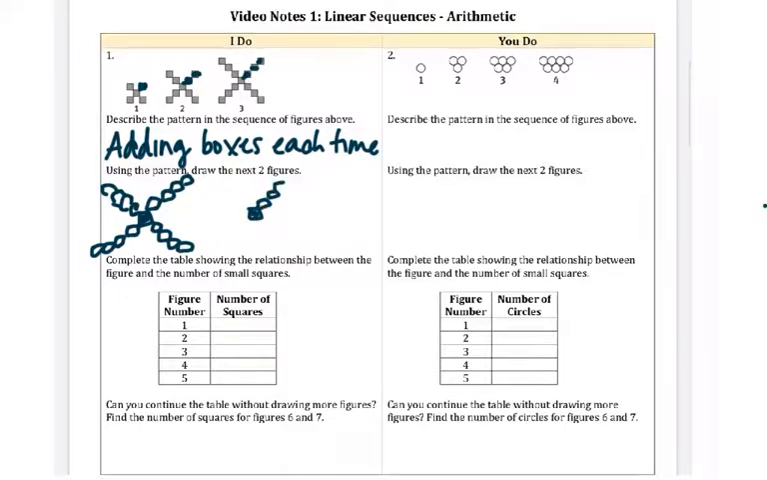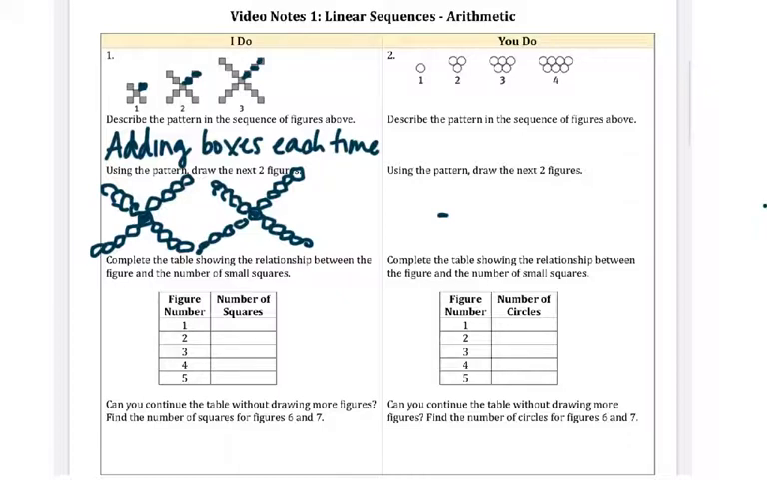1, 2, 3, 4, 5. Good enough. Okay, so from my pattern, I'm adding an additional box on each side.